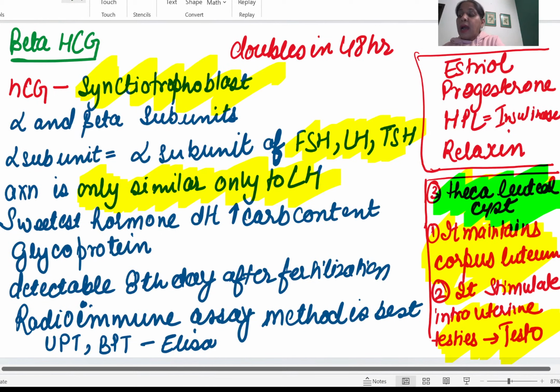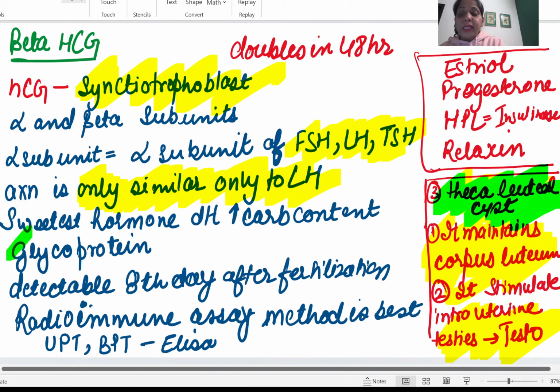They have been asked here and there. I think on at least this slide of HCG there are 10 questions, and out of this luteotropic effect there are 7-8 questions. So please remember these three luteotropic actions of HCG. Okay, now this was it.